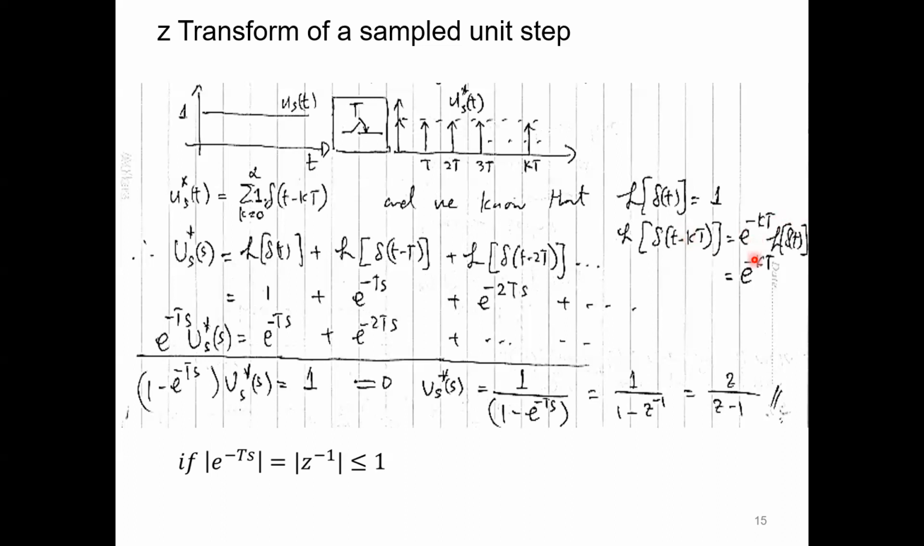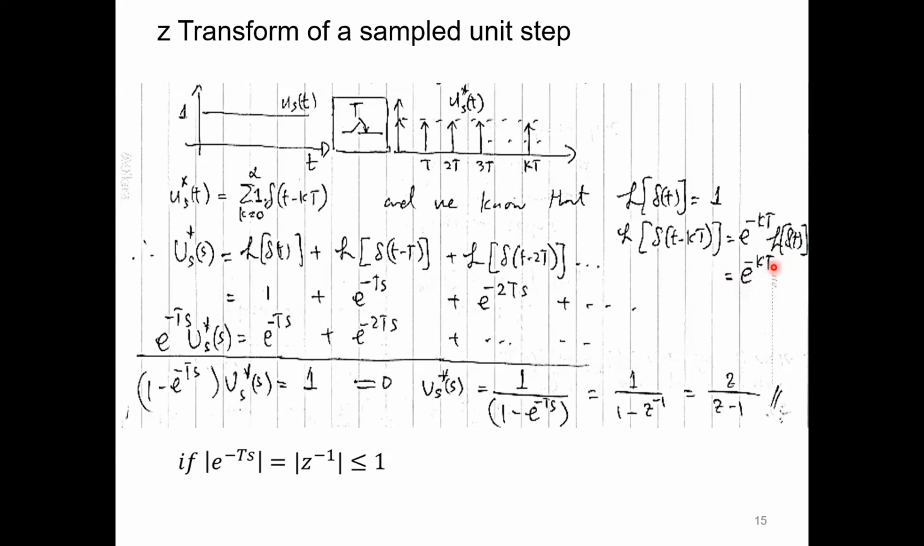So this is just that. S is equal to kt. Therefore, you don't have S here. Instead, you have kt. And the Laplace transform of the unshifted sequence is 1. So therefore, it is simply e to the minus kt. This is for one single shifted sample, like this. And the Laplace of that is e to the minus kt.